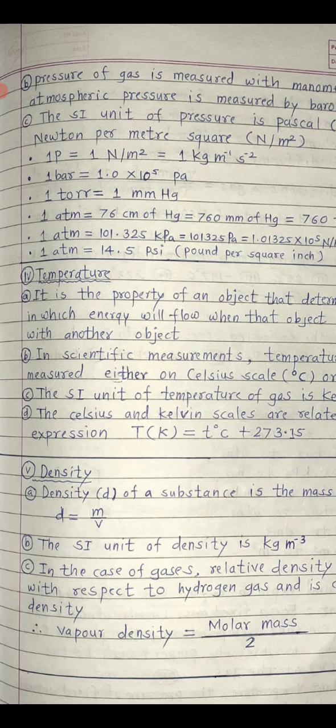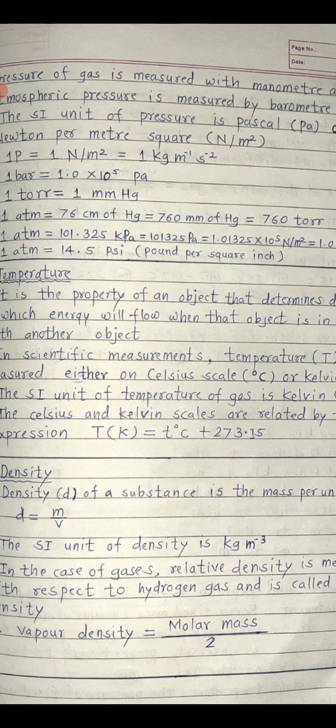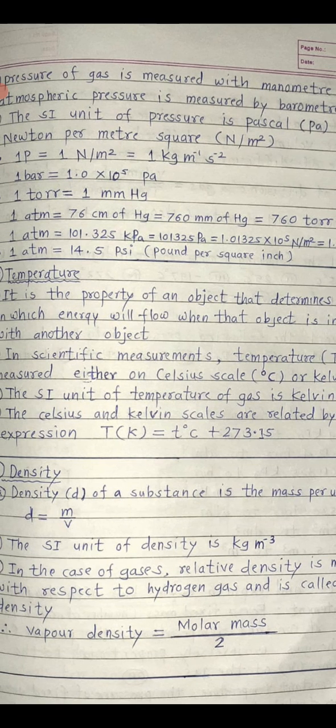76 centimeter of mercury, that is equal to 760 millimeter of mercury, and in torr it is 760 torr. So 1 atm is equal to 76 centimeter of mercury, equal to 760 millimeter of mercury, and equal to 760 torr. Okay.